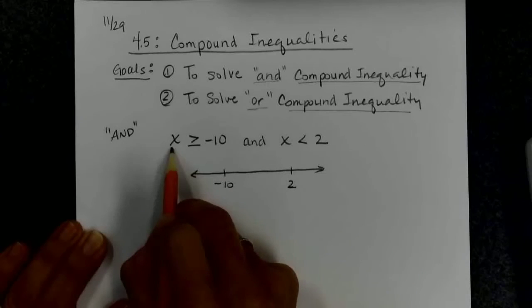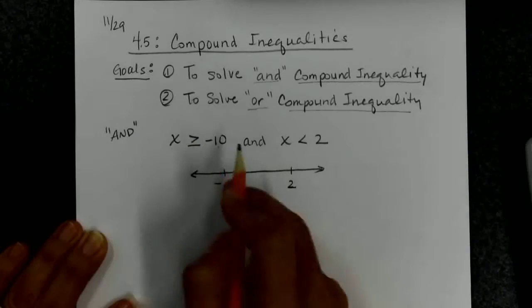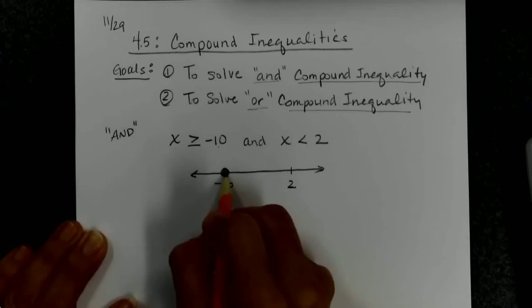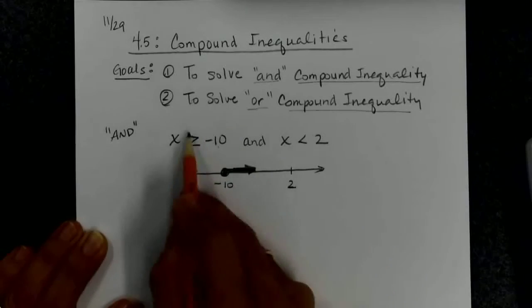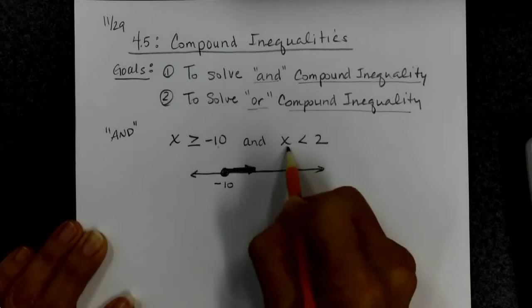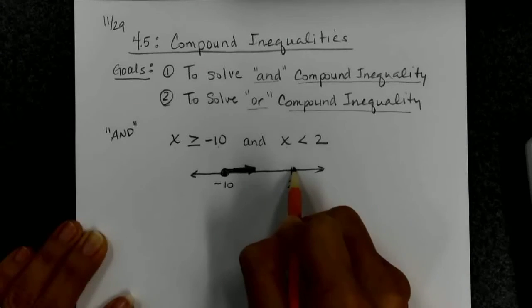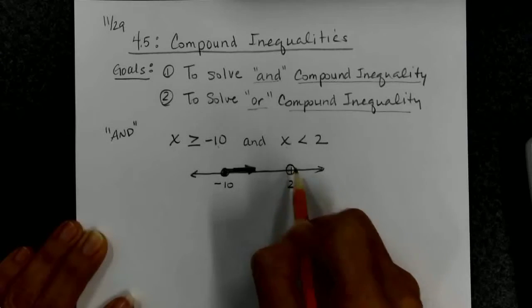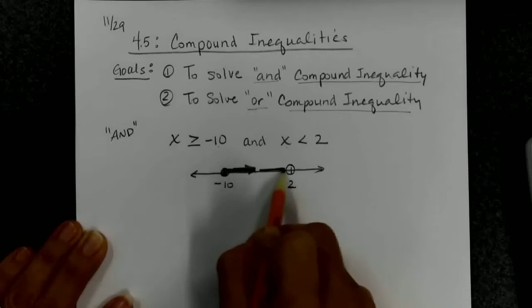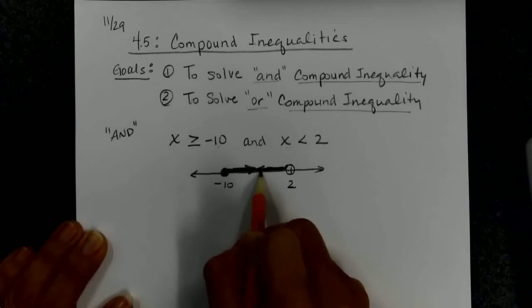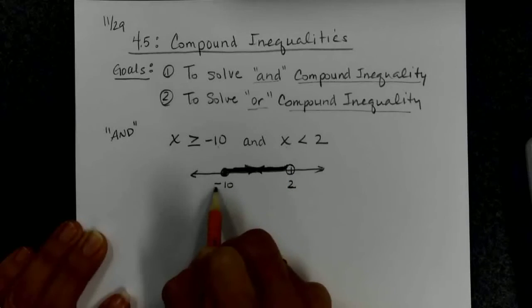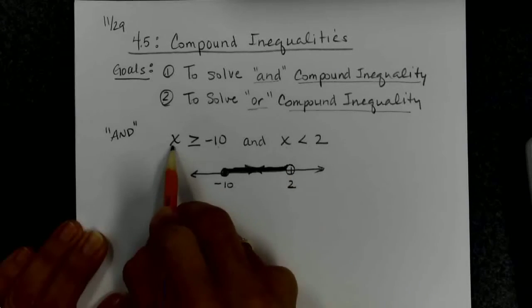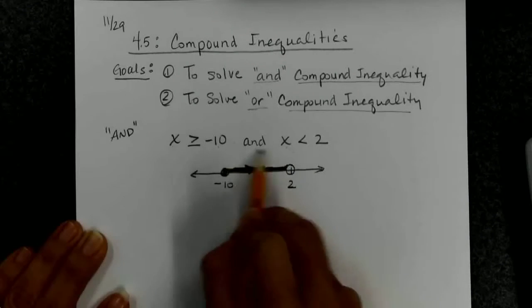Now, to graph x is greater than or equal to negative 10, we have a closed circle to include negative 10, and greater than means to the right side. So any number to the right of negative 10 is greater than negative 10. To graph x is less than 2, it does not include 2, so it's an open circle, and less is to the left side of 2. When you graph it like this, they overlap between here. So any numbers from negative 10 up to 2 would meet both of these conditions. That's why this is an "and."